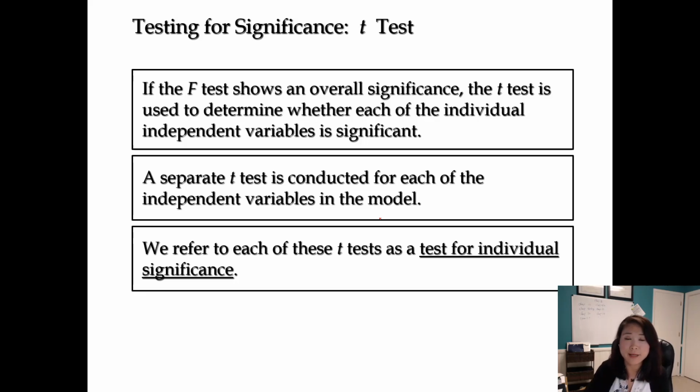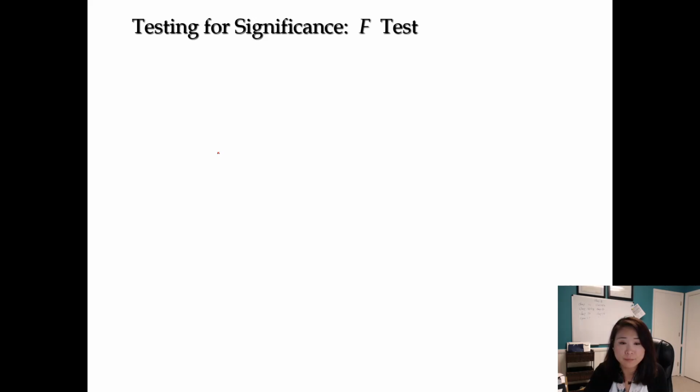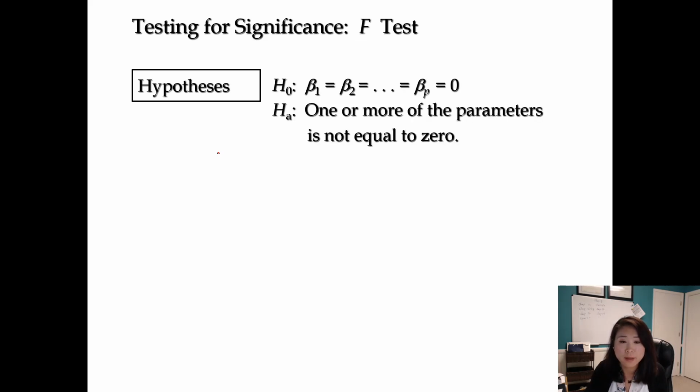So now let's look at how we set up the 4 steps, because all your homework and exams require the 4 steps. So you have to know how to set up the 4 steps. As I said, we always do the F-test first. Let's look at the F-test. So step number 1, hypothesis.